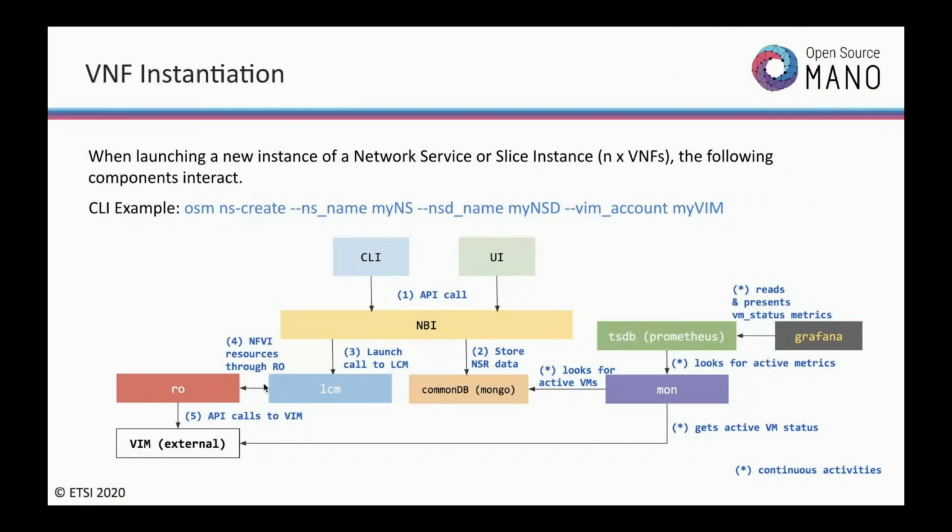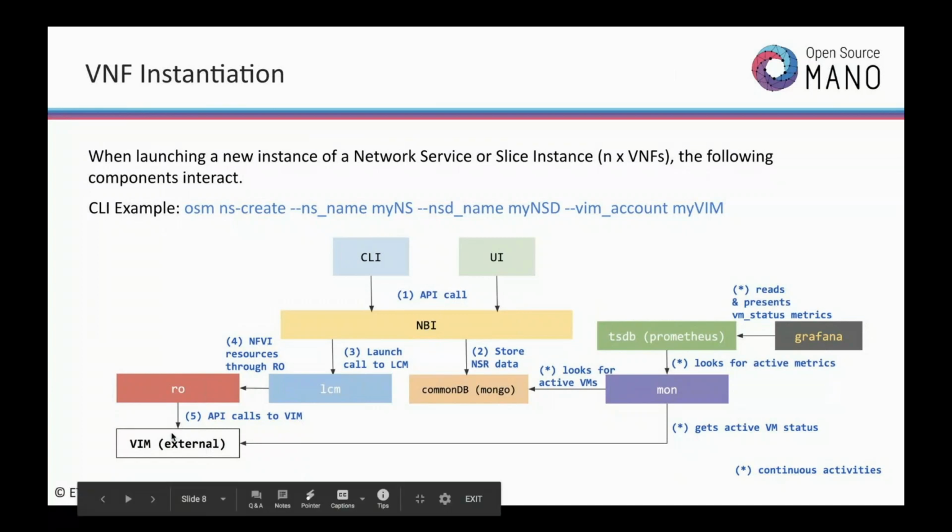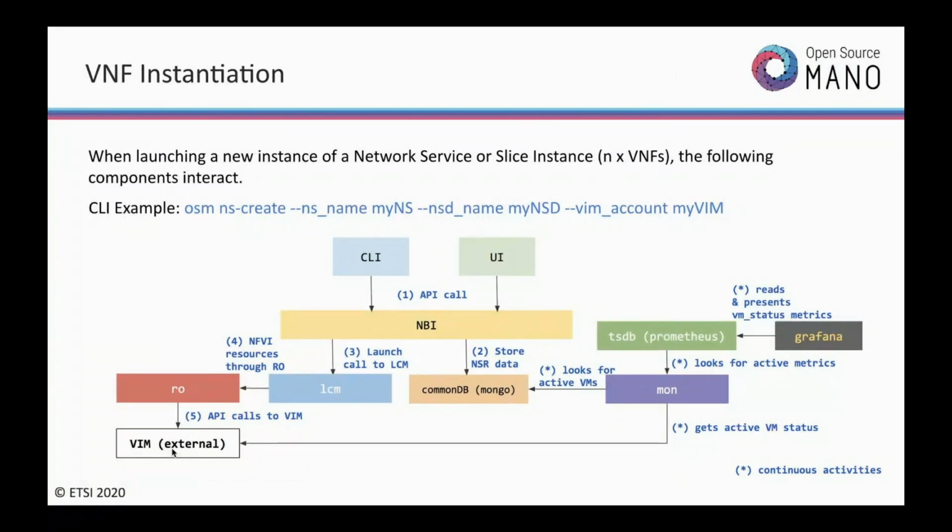And if it's a virtual machine-based network service, then it goes to RO, and RO goes to the VIM and makes all the appropriate calls to Neutron and Nova, if it's OpenStack, or it can go to a public cloud if the VIM is public, or it will go to the VMware components if the VIM is vCD or VIO.